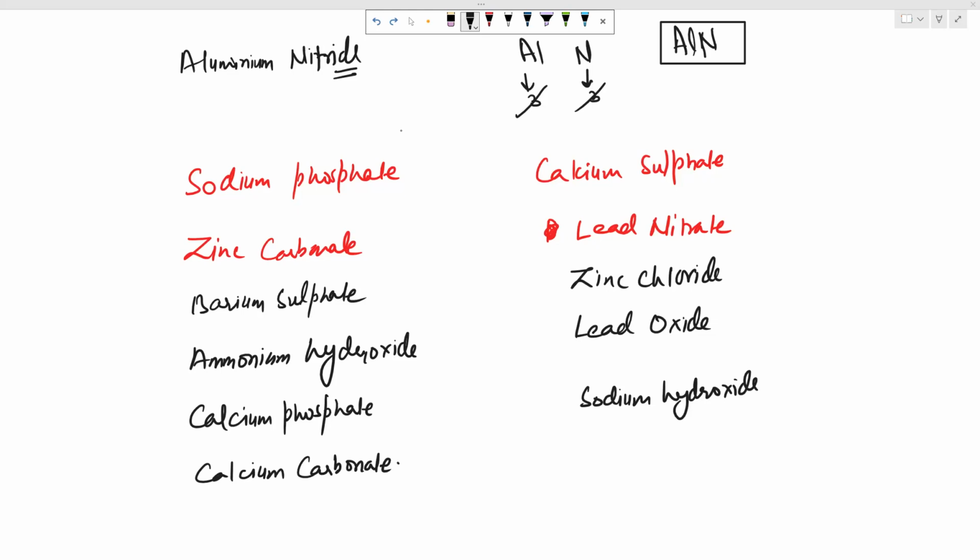Yes, you done this one, Ayaan? The first one, sodium phosphate. Next one. Yes, what is this? What is the answer for this one? What's the answer for this one?